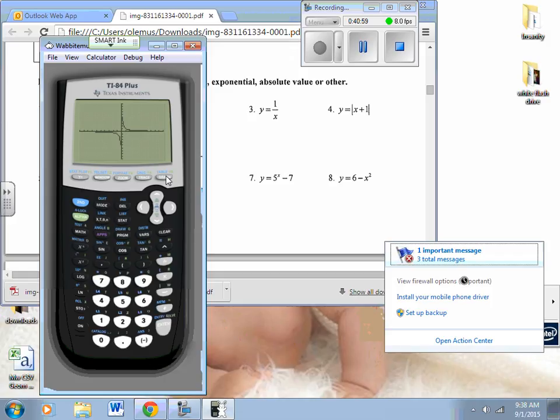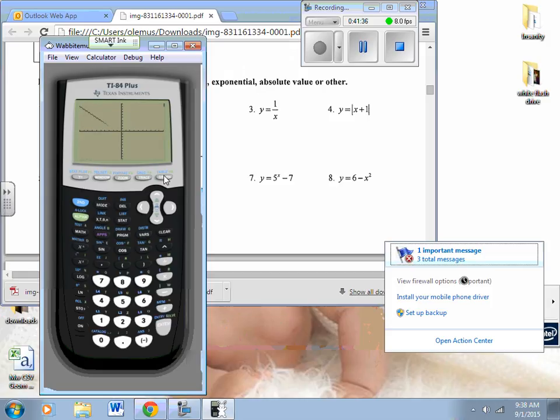All right. Next one is y equals absolute value. Now, did I show you guys how to get the absolute value? If not, okay. When you get to catalog, the first one is absolute value. So you hit enter. And now you see the absolute value symbol. And now we can type in x plus 1 and get out of it.